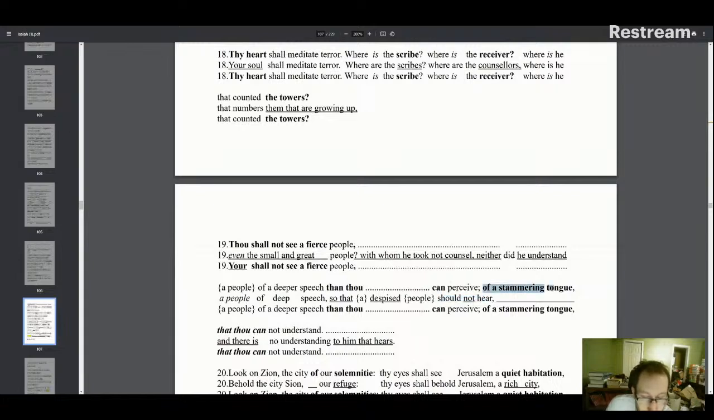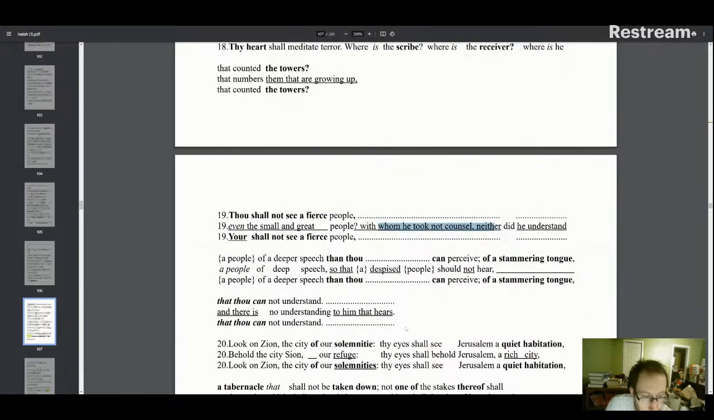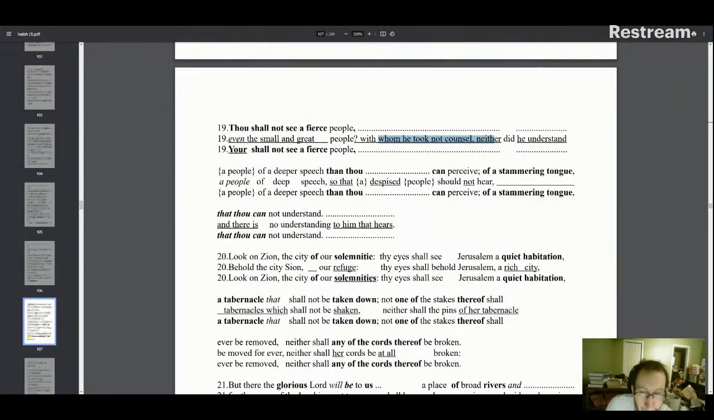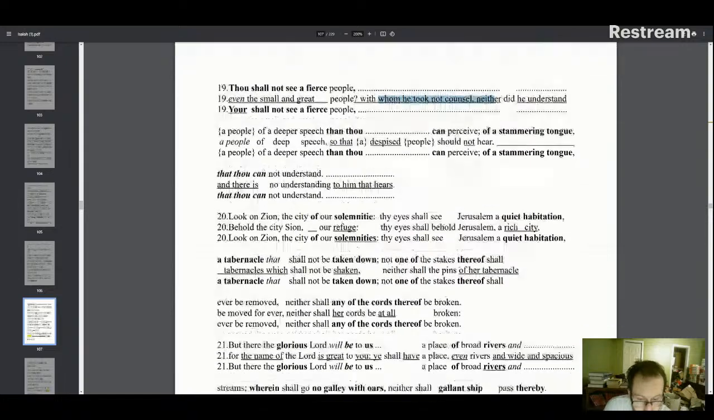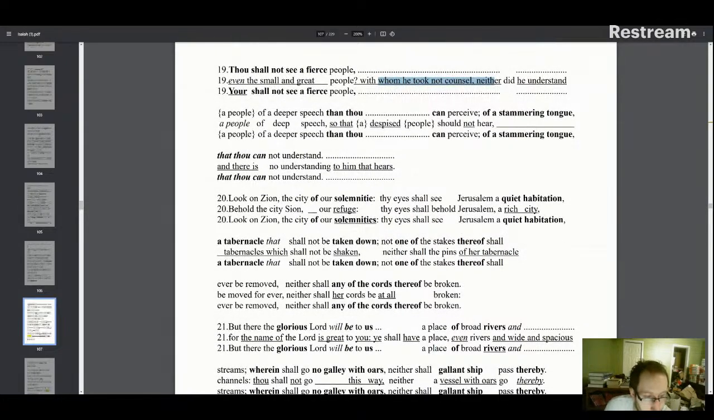Of a stammering tongue, not understand. So, stammering tongue appears perhaps to correspond with this up here. But again, the word order makes it confusing. So let's see here. Quiet habitation versus rich city. So city probably corresponds with habitation, but the interesting variant for us is quiet versus rich.